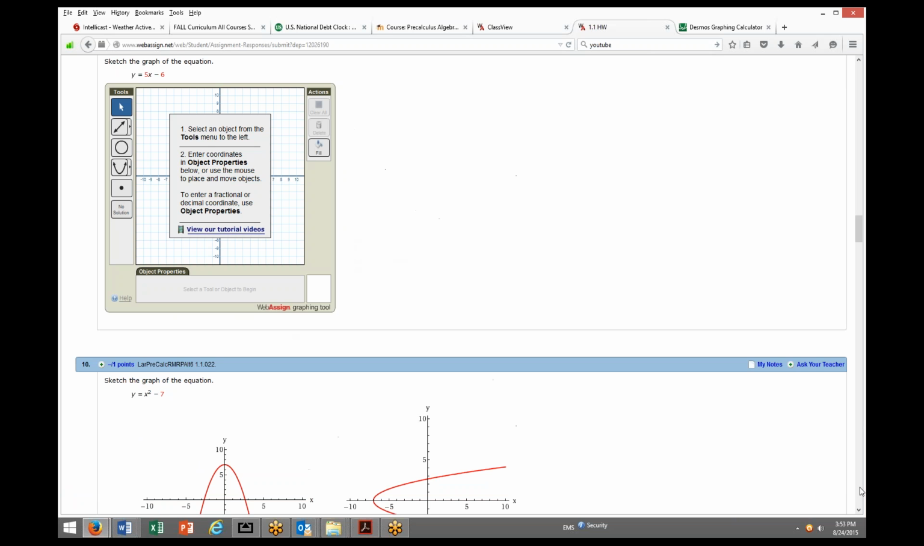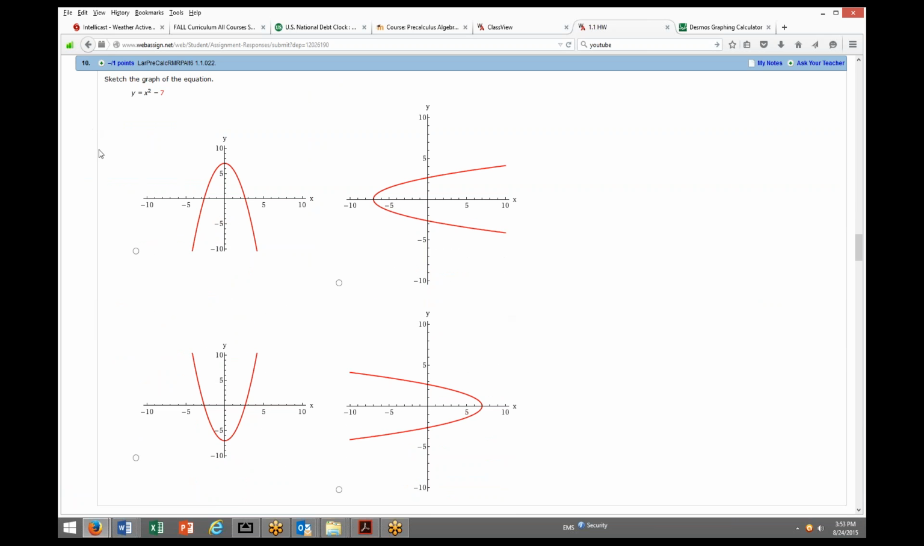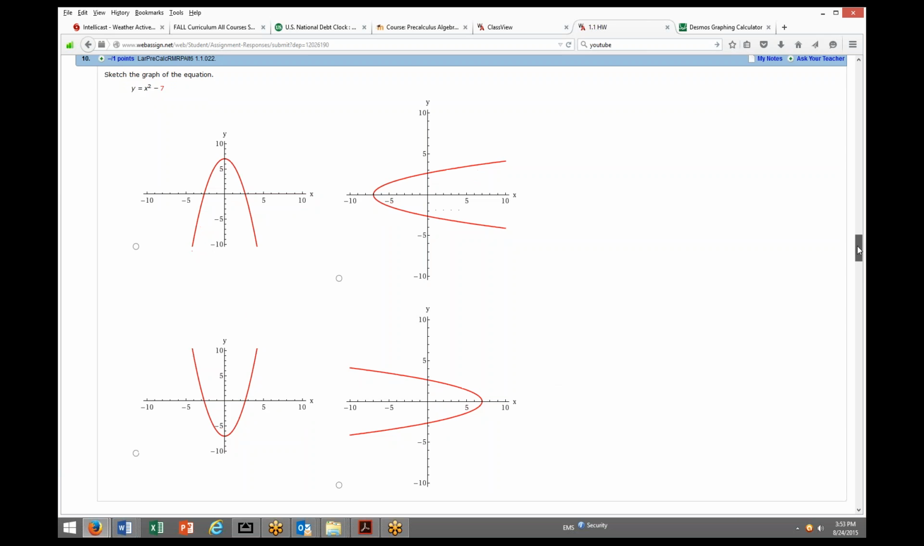So here's a little preview of some of the problems in the 1.1 homework. For instance, here's another one. Number 10, sketch the graph of the equation y equals x squared minus 7. And they give you 4 completed graphs. Once again, it's simply multiple choice. So you use your own graphing utility, like your Texas Instruments graphing calculator or Desmos or whatever you prefer. Get your graph and then compare it with these 4 and identify which is the correct one and mark it and submit your answer.